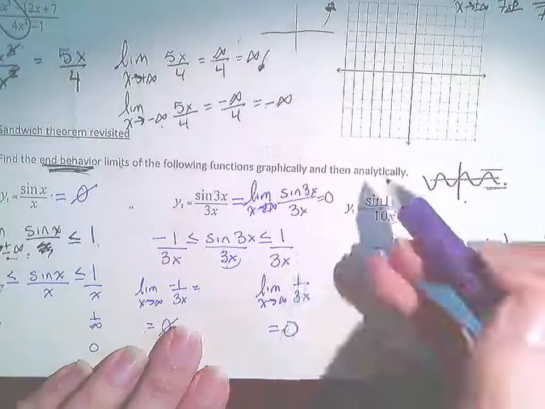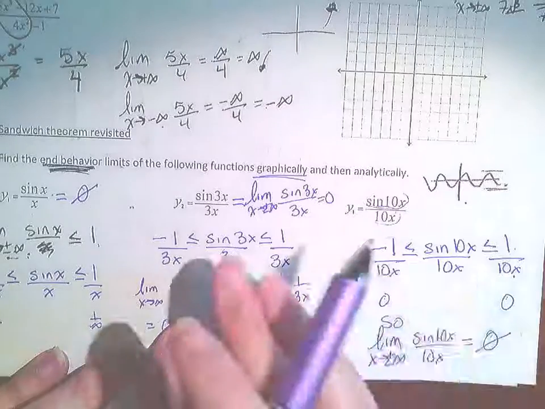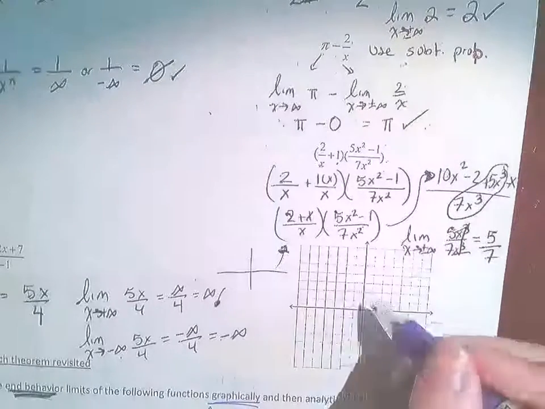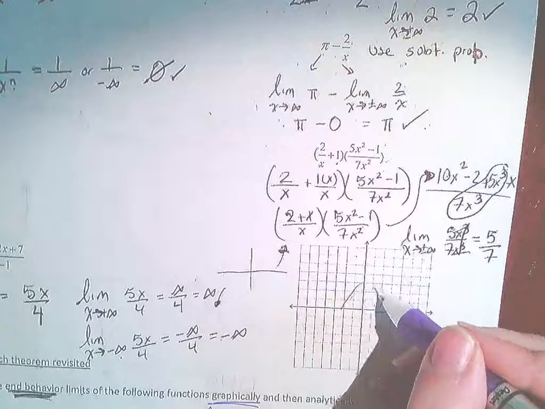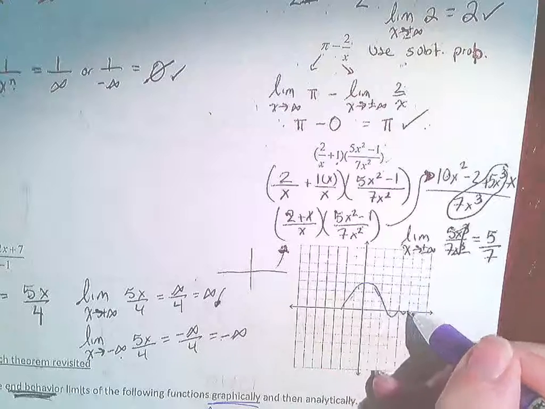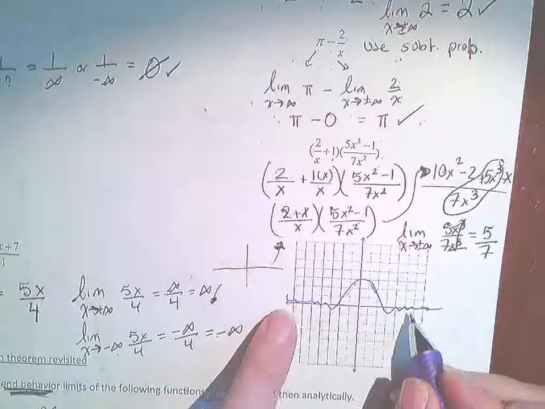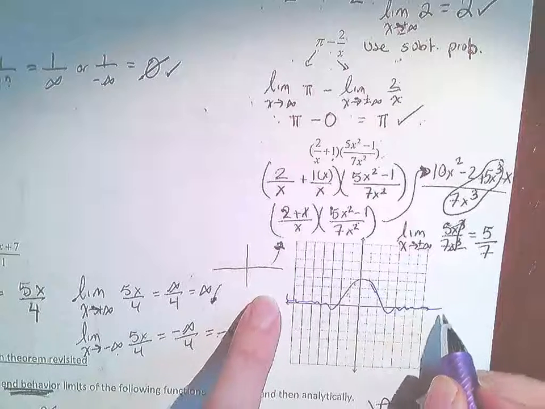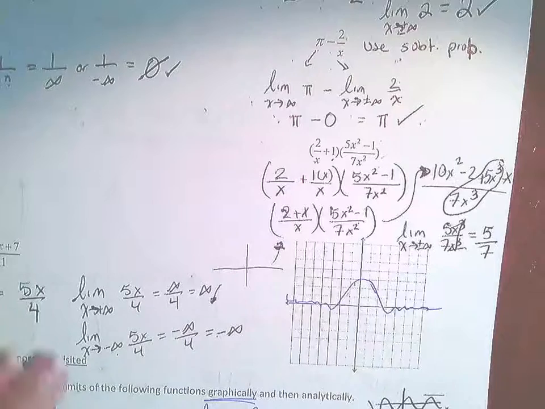And we can check this graphically on our calculator, and you will see as you approach the positive and negative, these graphs kind of do something like this. Okay, this is not perfect, but the oscillation gets closer and closer and closer to zero. Okay?